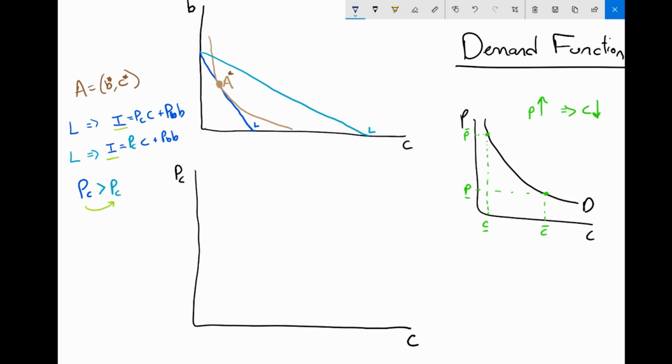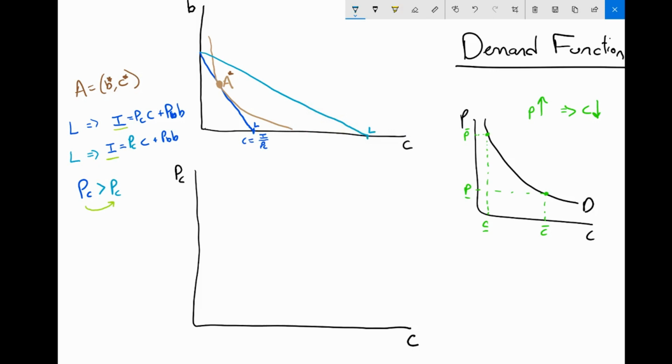One way that we can represent this is if we look at the intercept, at what value the budget line intersects the x-axis. This would be where bagels is 0. So here C equals I divided by PC. And so if PC goes down, then C will go up.